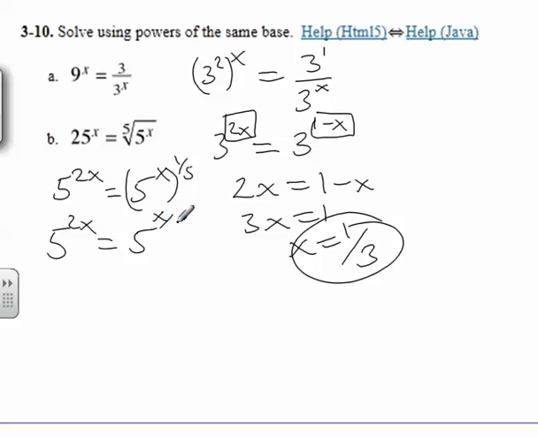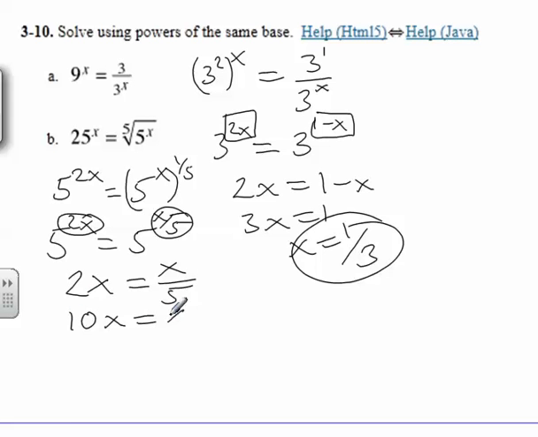It's x fifths. So if the bases are the same, I need the exponents to be equal to make it true. So 2x equals x over 5. Multiply by 5 on both sides and we get 10x equals x. And subtract 1x from both sides, and so I get 9x equals 0 and divide by 9 and x is 0. And that's that.